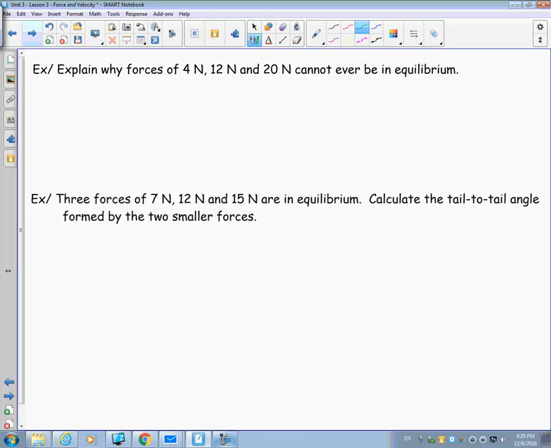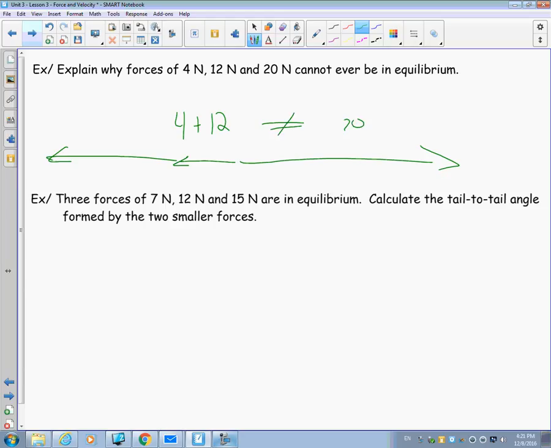Okay, so let's look at some numbers for a second here. 4, 12, and 20. Why can they not be in equilibrium? Well, if I were to add 4 and 12 together and put them in tandem, can they balance out something that goes 20? Oh no, they're not equal. I can never do that. It's not possible. They have to be able to balance each other out, and in this case, they can't do that.